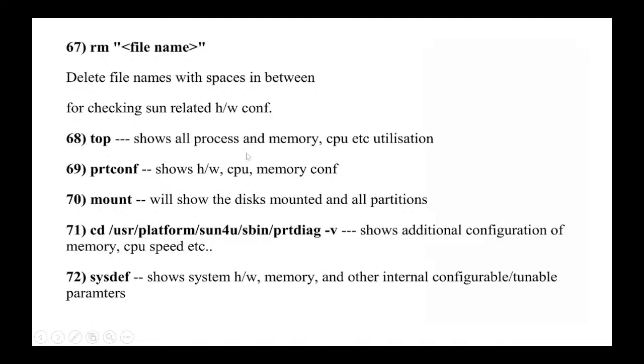For checking some related hardware configurations: top shows all the processes and memory, CPU, etc. utilization. prtconf shows hardware, CPU, memory configurations. mount, we already saw this. And cd /usr/platform/sun4u... -b shows additional configuration of memory, CPU, speed, etc. sysdef shows system hardware, memory, and other internal configurable, tunable parameters.